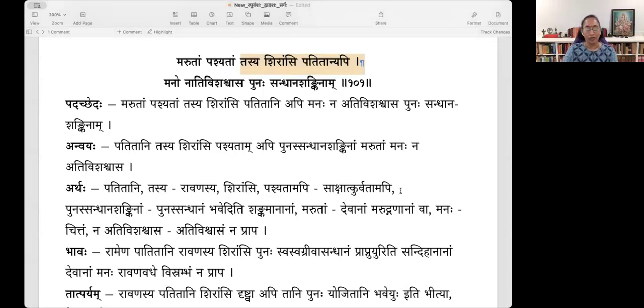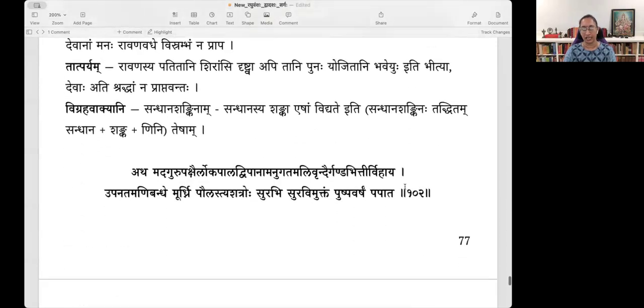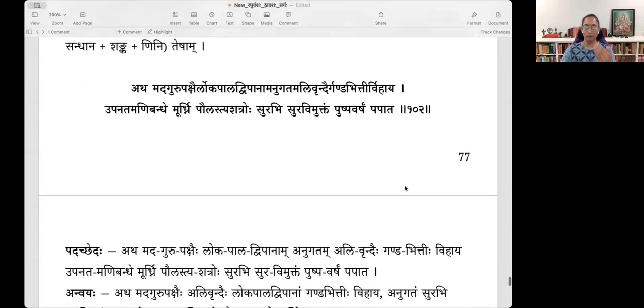Okay. Marutam pashyatam tasya shiramsi patitanyapi mano nati vishashvasa punaha sandhana shankina. And now the meter changes for the next three shlokas, 102, 103 and 104.